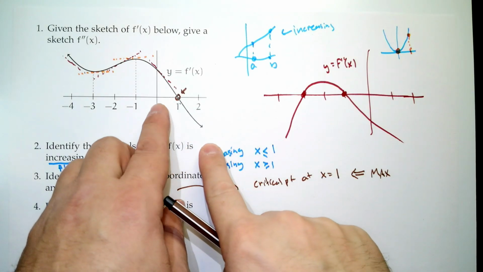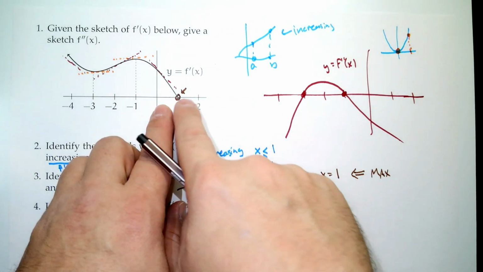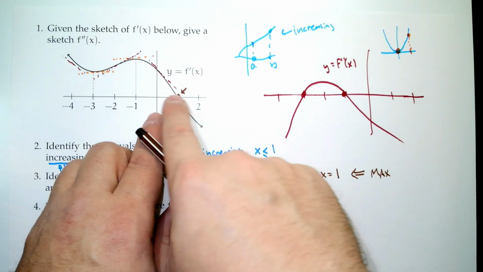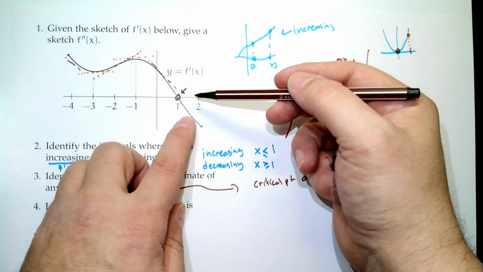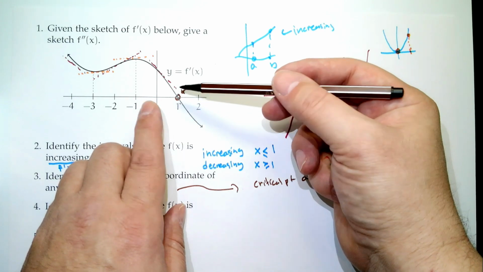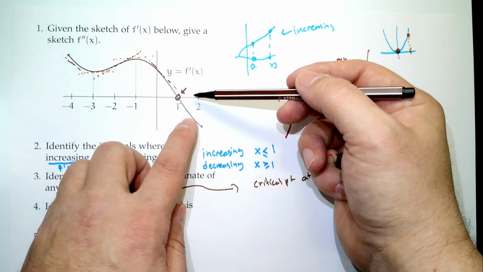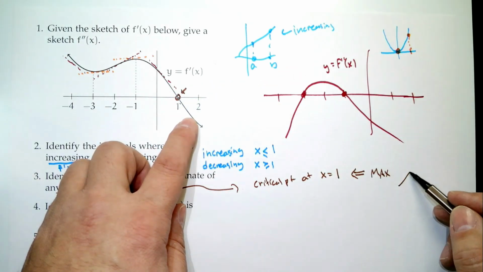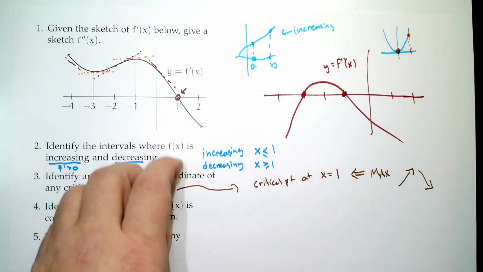So think about what's happening to f prime. If I'm below 1, what's the sign of f prime? The sign of f prime is positive. If I'm after 1, what's the sign of f prime? Negative. So that means I'm coming up to the left, down to the right. So I'm coming up from below 1, down after 1, and therefore it's a maximum.